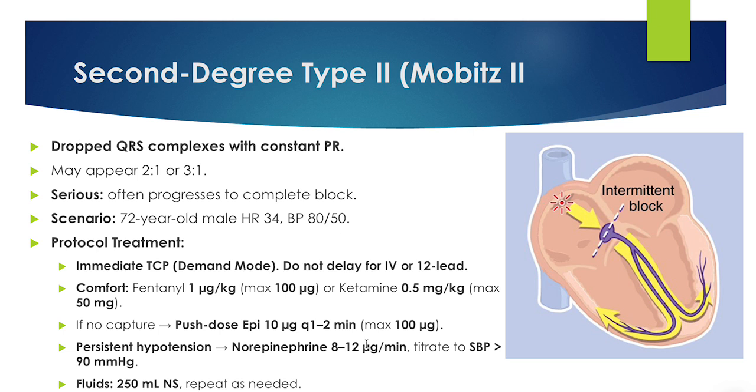If we are having failure to capture, we can move then to push dose epi. And for persistent hypotension, even with the push dose epi and a trial of transcutaneous pacing, we can augment that with some norepi and fluids as needed as well.